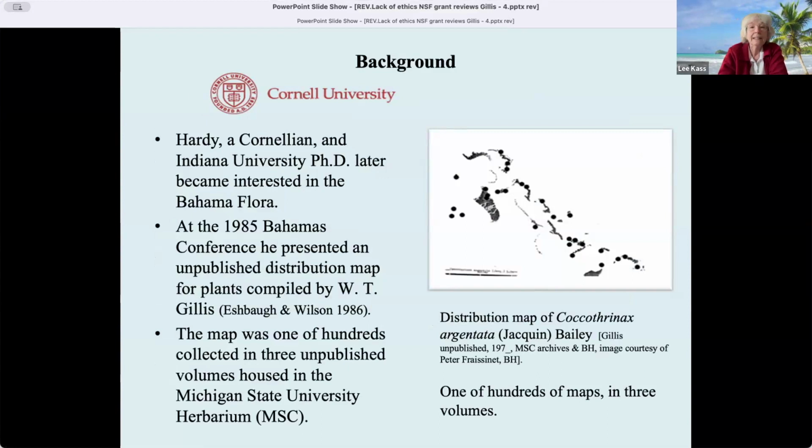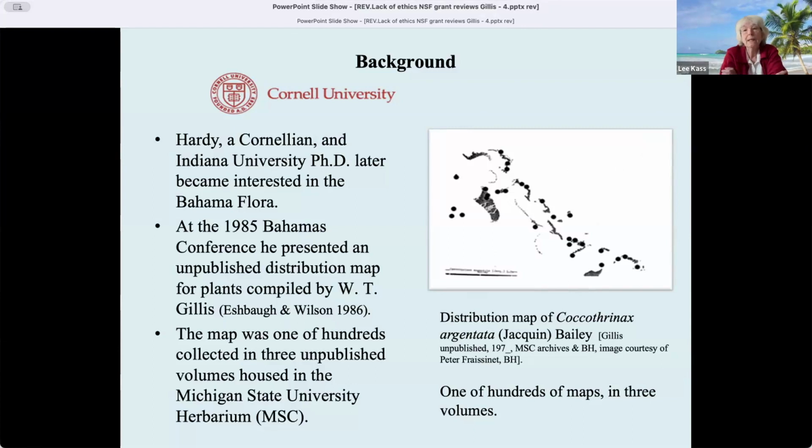At this 1985 Bahamas conference that we were going to, he presented an unpublished distribution map for plants that were compiled by William Thomas Gillis that he had actually found in the herbarium at Michigan State University. Now, on the right-hand side of the screen, you can see this distribution map, one of many hundreds that are currently in the Michigan State University herbarium.